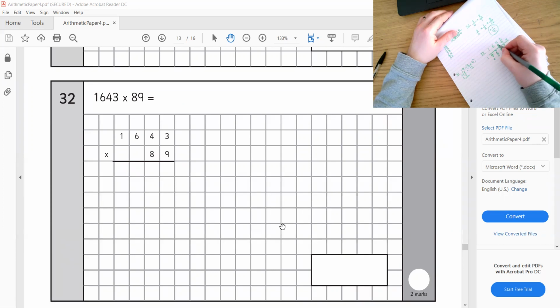6 times 8 is, well, 7 times 8 is 42. Add 6 more, be 48, 49, 50, 51. And then 1 times 8 is 8. Add the 5 then is 13. Some big numbers here that we've got going off.